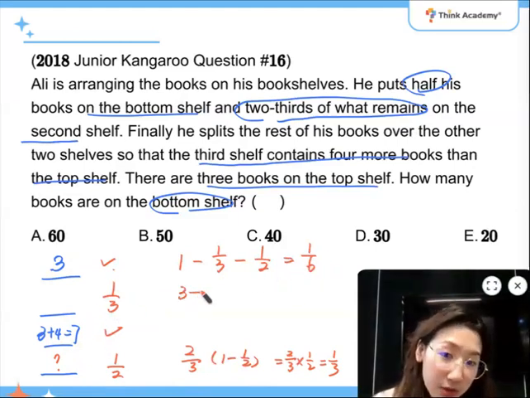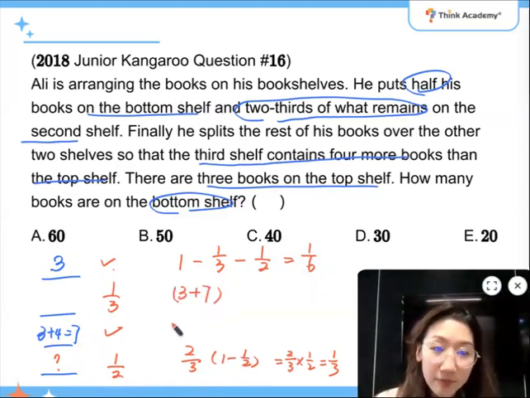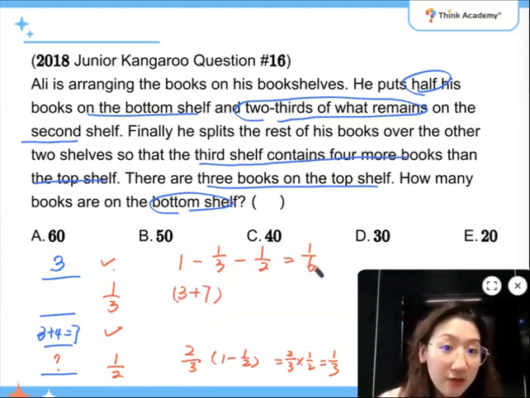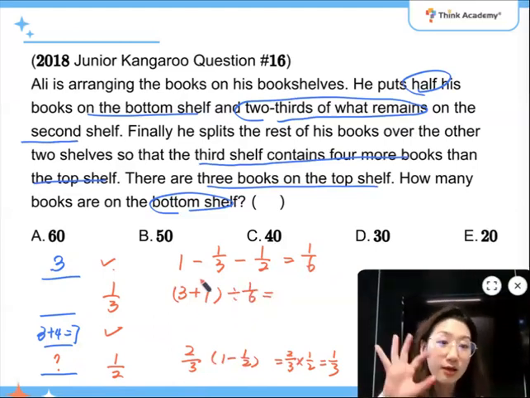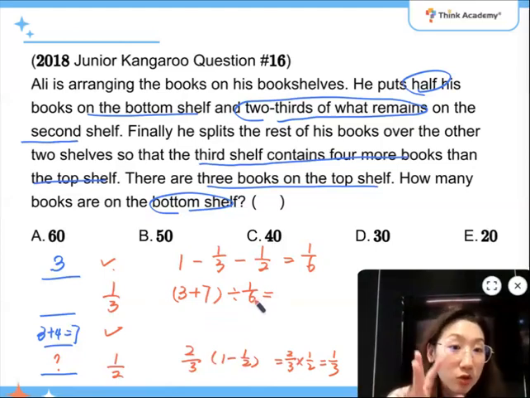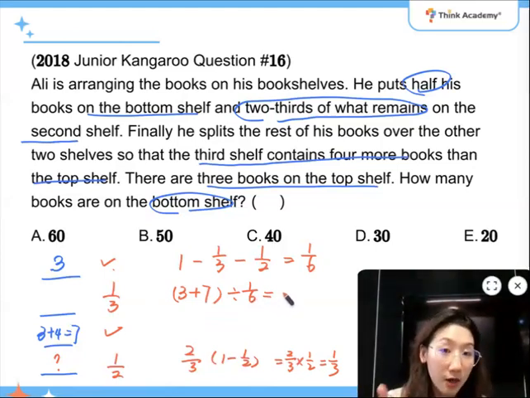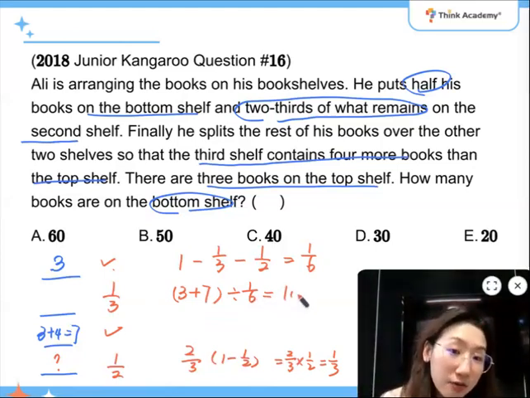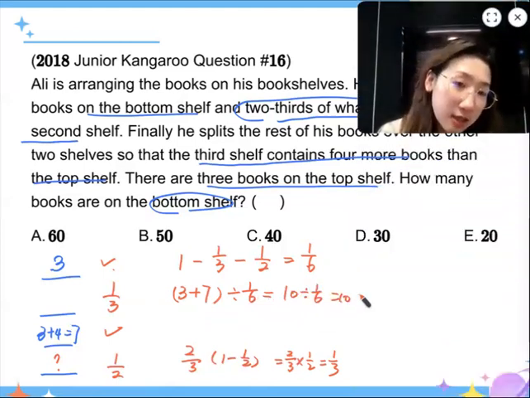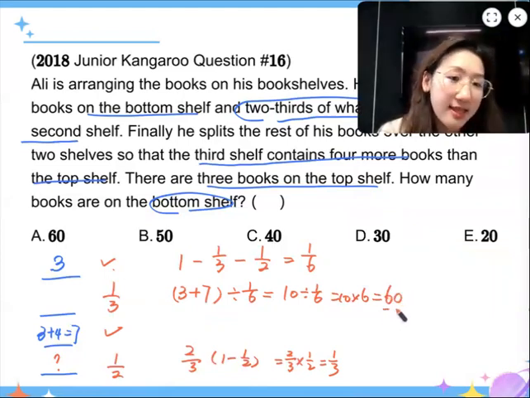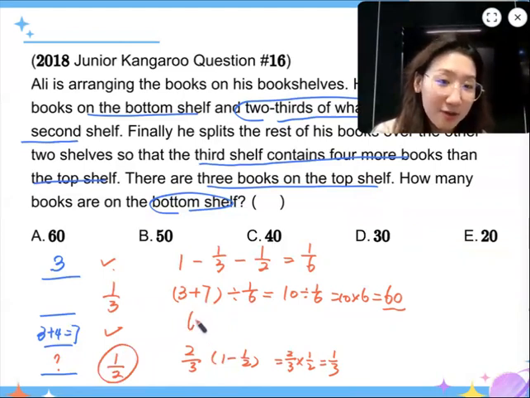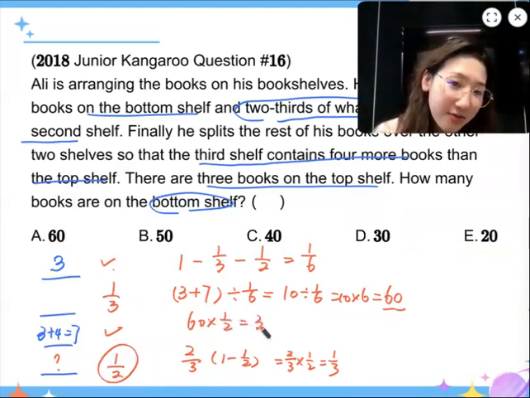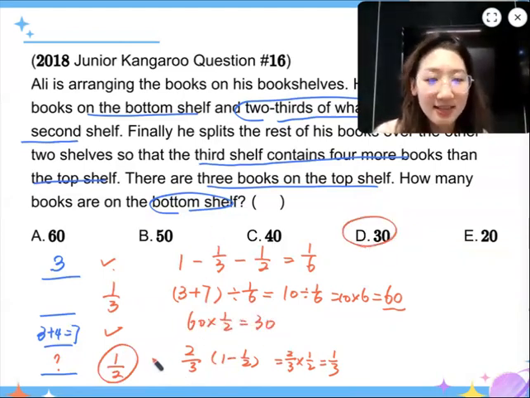And for these numbers, if you add 3 and 7, that's actually 10. That means 10 is 1/6 of the total. If 10 is 1/6 of the total, you can just do the actual value divided by the proportion or the fraction it takes part in the whole. And that will give you 10 divided by 1/6. And that will be 10 times 6, and that will be 60 in total. Okay, since it's 60 in total, you want the bottom shelf, which is a half, you just do 60 times a half, that will give you 30. So D is the answer here.